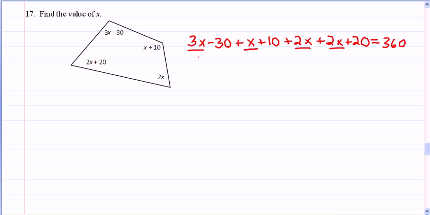So when I add my x's, 3x plus x is 4x, plus 2x is 6x, and another 2x is 8x, and then negative 30 plus 10 is negative 20, plus 20 is 0, so I have 8x is equal to 360. So when I divide both sides by 8, I get x is equal to 45.